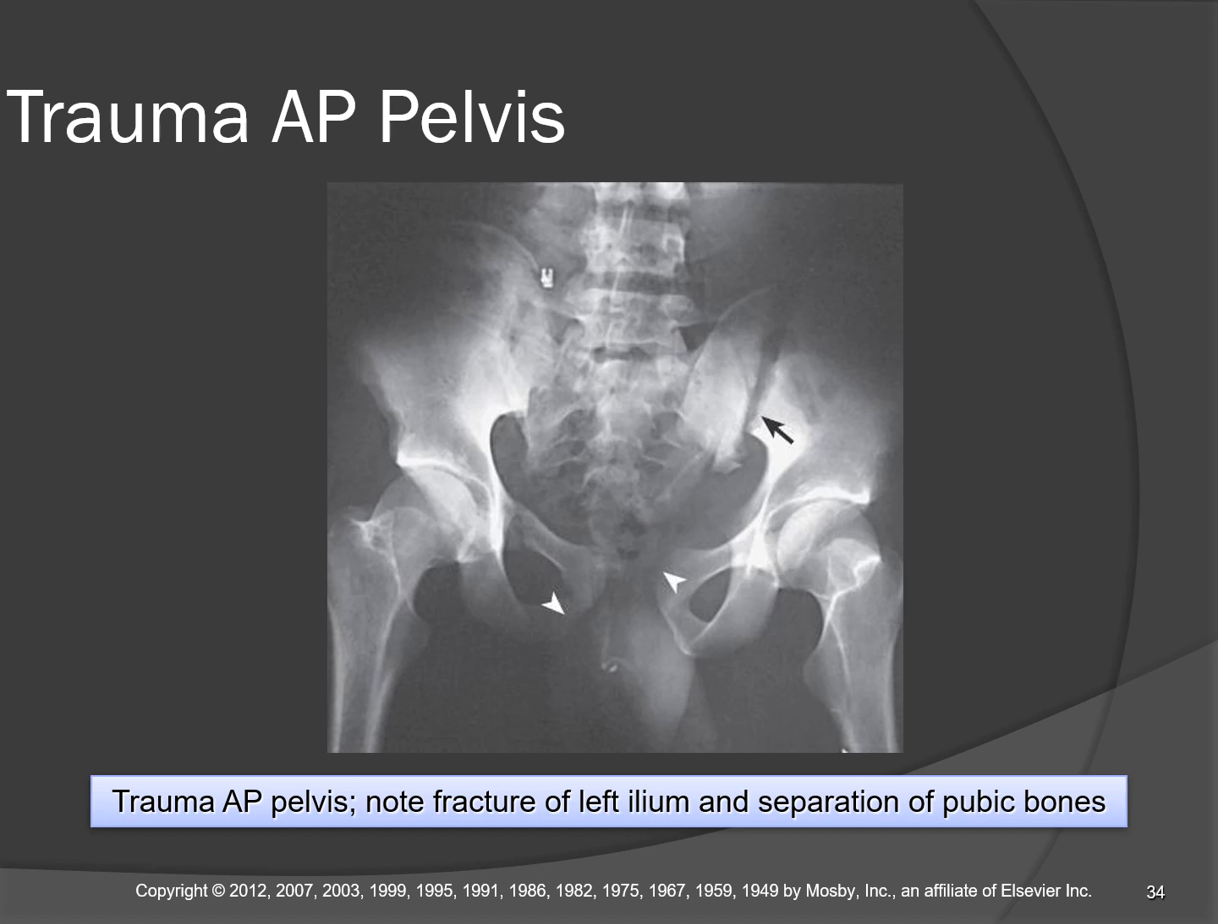Here's our trauma pelvis. Looks like there's a fracture right along the SI joint, and there's a separation of the pubic bones. Okay, so that's a fibrocartilage joint, the pubic symphysis. That looks like it's torn. Notice, I think there's a zipper artifact in the right SI joint.